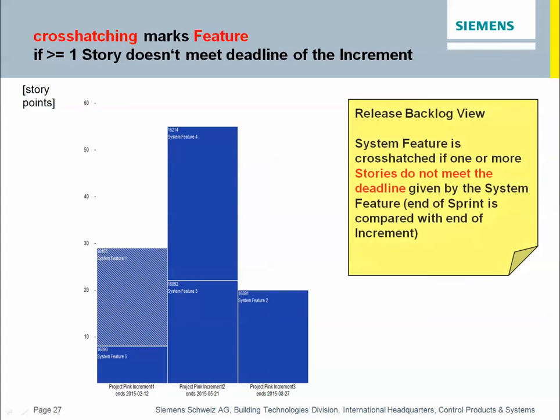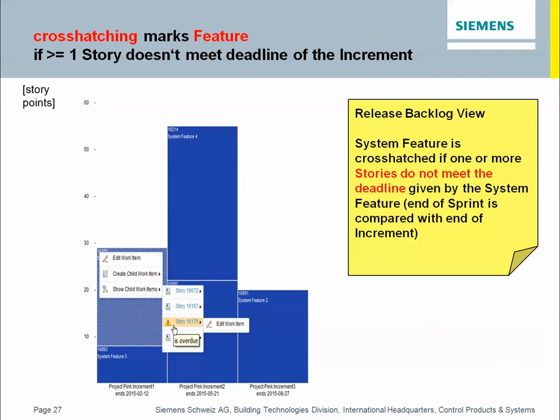On the other hand, if we have a look at the system features, a system feature also gets cross-hatched if at least one story doesn't meet the deadline of this system feature. Since a system feature may have more than one child, we can just go through the menu to figure out which story or stories do not meet the deadline. And you see here there is an exclamation mark on this story, so you know this story is planned too late and cannot meet the deadline of this system feature.